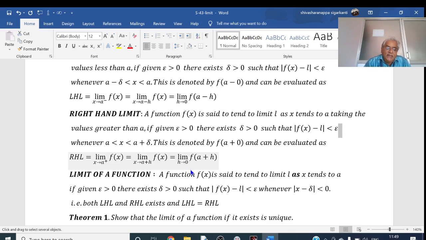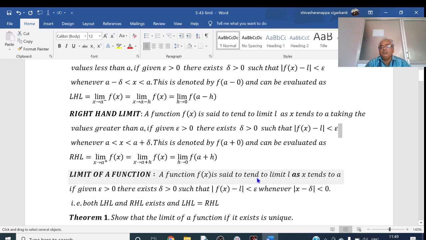Left hand limit may exist, right hand limit may also exist. But if they are not equal, then we say that limit of the function does not exist. And the definition of the limit is like this. Only the difference here is we take mod of x minus a less than delta, that is, then x lies between a minus delta to a plus delta.